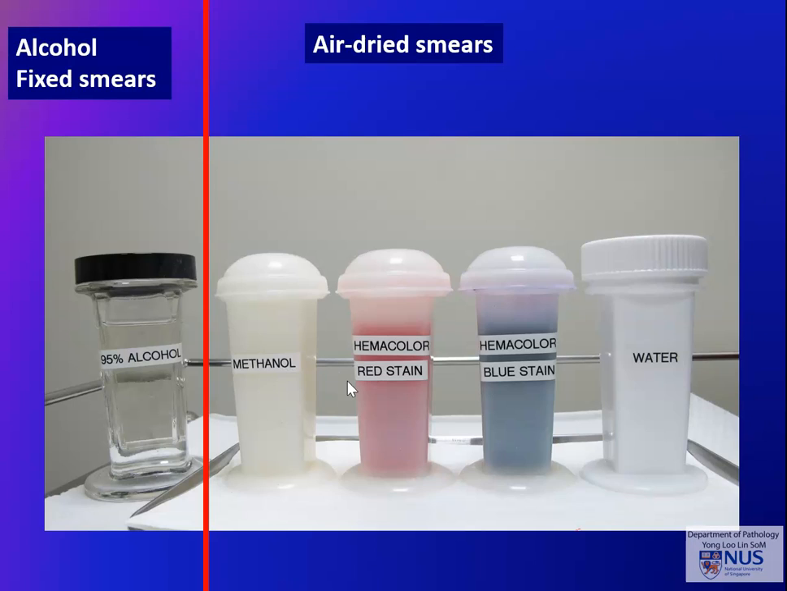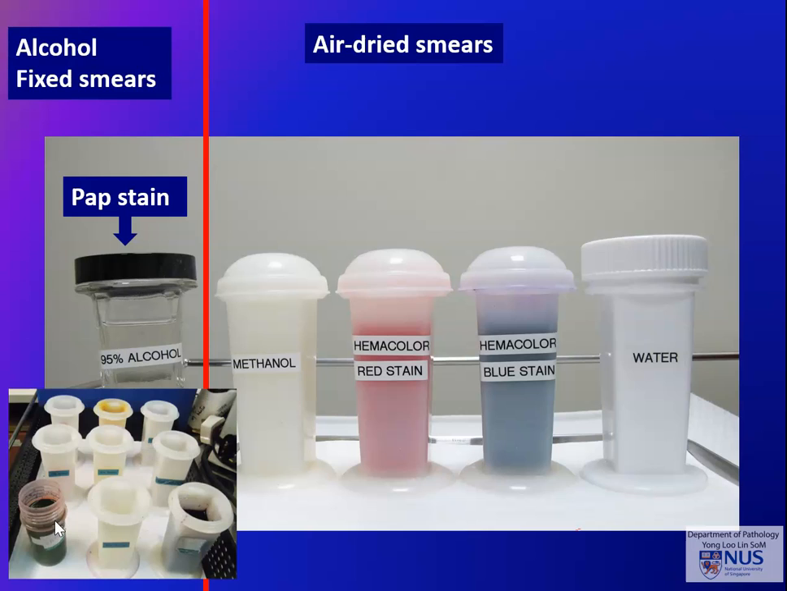Looking at the fixatives and the stains, we have two main types of smears, alcohol fixed and air dried. The alcohol fixed smears are stained with the Papanicolaou stain, but they are not evaluated for ROSE, mainly because the Papanicolaou stain takes too many steps and it takes a bit too long.